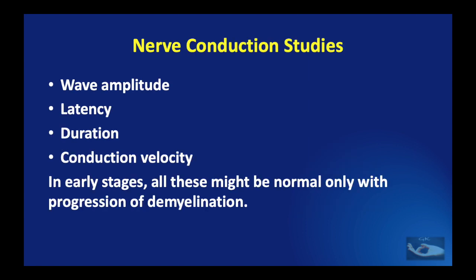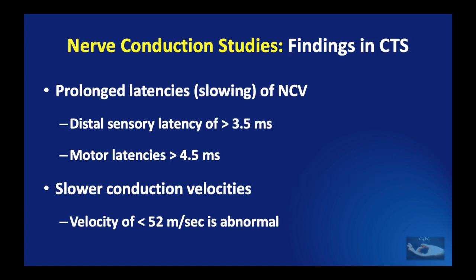Nerve conduction studies play a very important role in the diagnosis and follow-up management of median nerve palsies. The primary criteria to be analyzed are the wave amplitude, latency, duration, and conduction velocity. Please click on the link shown above to see more about the use of nerve conduction studies in nerve injuries. Of particular importance are the prolonged latencies and the slowing of conduction velocities in carpal tunnel syndrome.